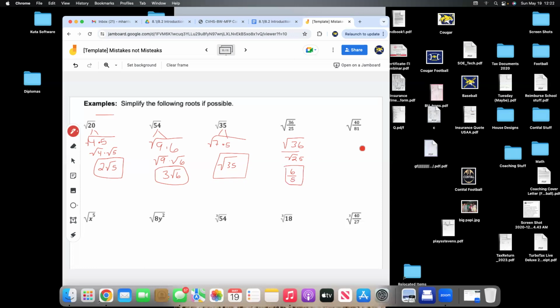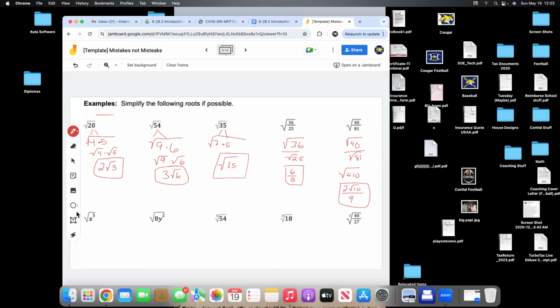Next, square root of 40 over square root of 81. Well, the square root of 81, that's 9. The square root of 40, that's not a perfect root. Well, let's think of some factors that are perfect roots. We can rewrite square root of 40 as 4 times 10. Square root of 4 is 2, so 2 root 10. And the square root of 81 is 9. So we have 2 root 10 over 9. Now we're happy.